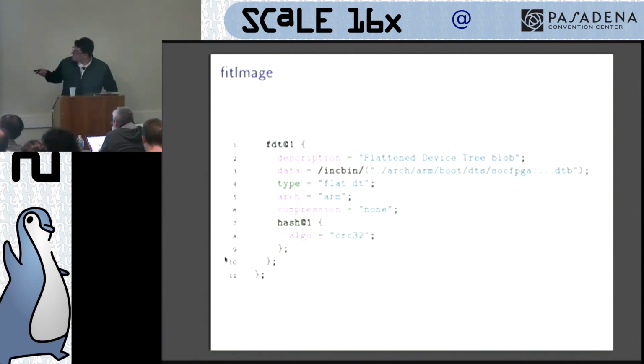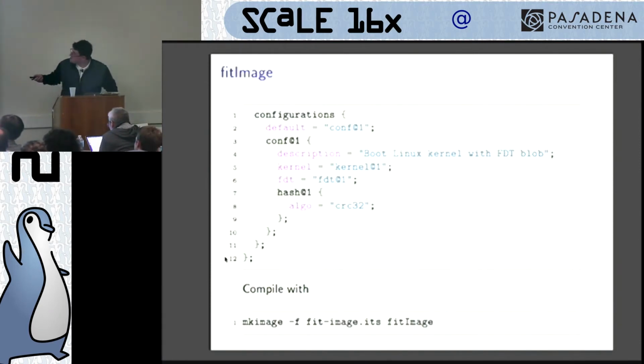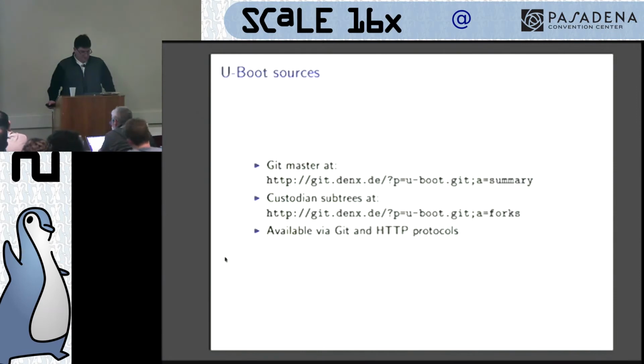Here is an FDT section which is pulling in a device tree. It's an ARM device tree with, again, CRC32. And then there is a configuration section ultimately here, which is tying together this kernel and the device tree. Again, it can have a different checksum algorithm. It doesn't in this example. Now, if I have this sort of FIT image source file, I can compile it with mkimage. It will generate the blob, which I can then boot on the machine. And the blob will contain the kernel image, the device tree, and you will know where to put those and where to start those.